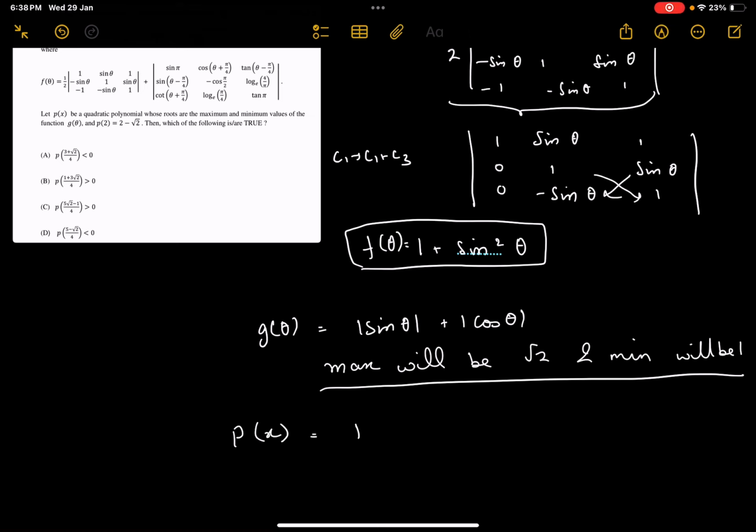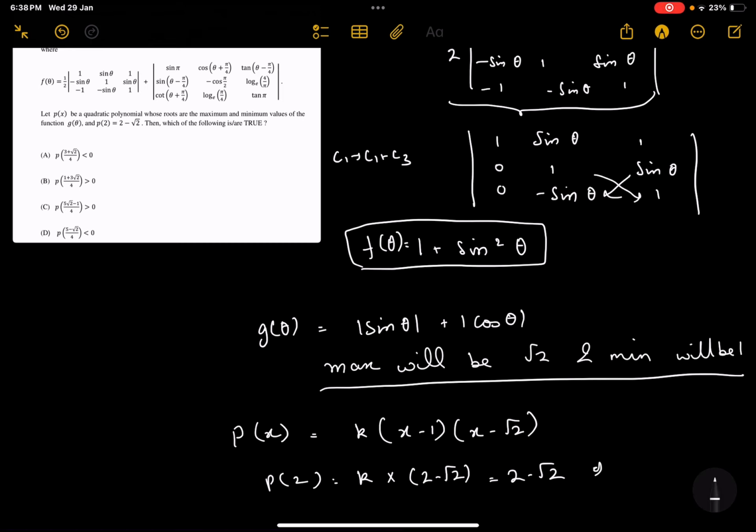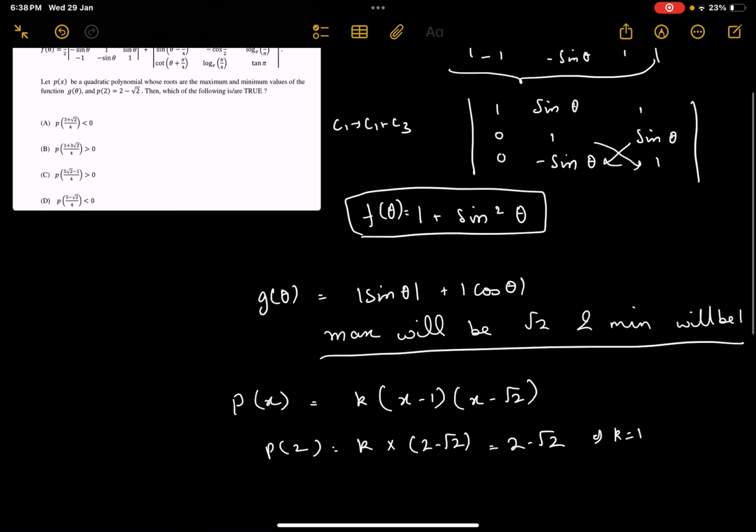So now that we have the max and min value of g theta, we can say our polynomial p x is k times x minus 1 into x minus root 2, because 1 and root 2 are the roots of this polynomial, and we are given p2 is 2 minus root 2. So k into 2 minus root 2 gives us k equals 1, which in turn gives us p x.